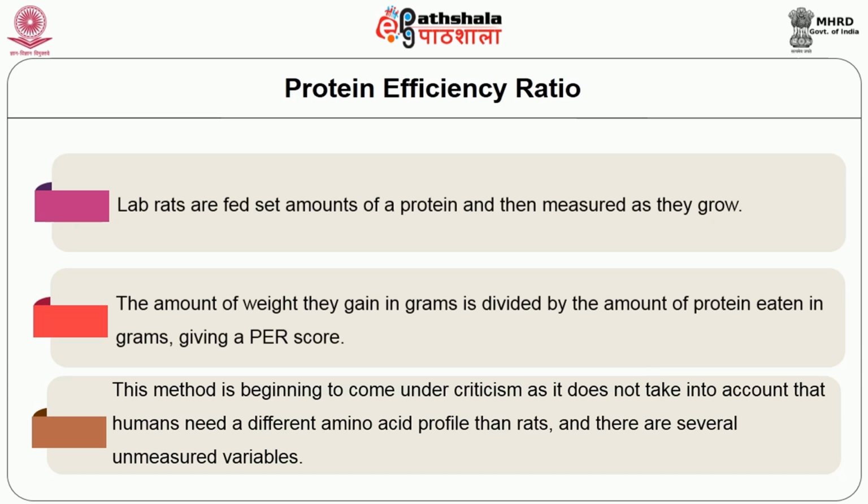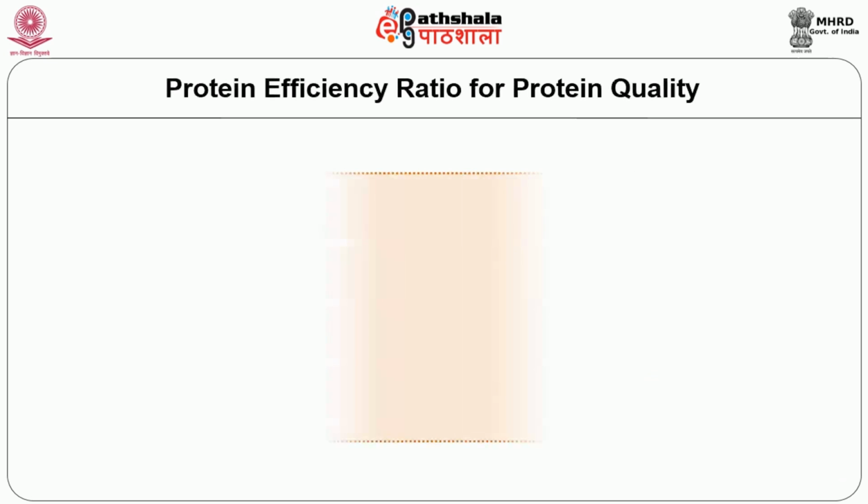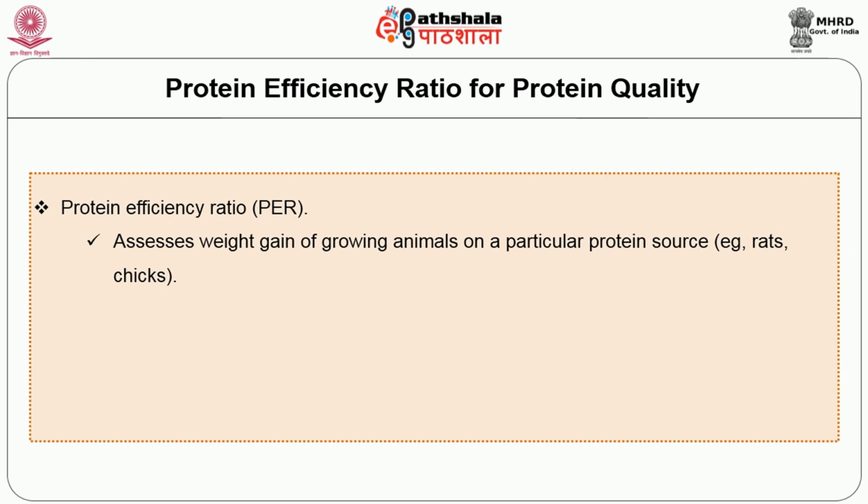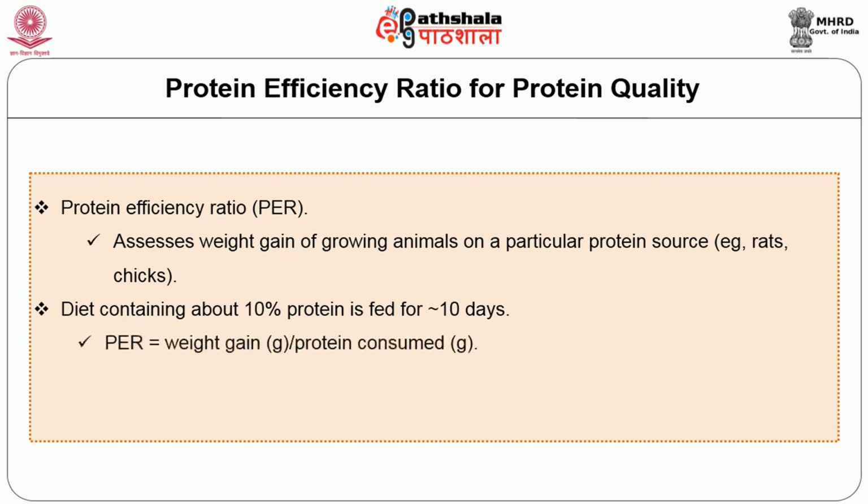So, though it was initially shown to be an excellent tool for conducting protein quality evaluation in various foods, protein efficiency ratios have been utilized. Protein efficiency ratio assesses weight gain of growing animals on a particular protein source. For example, we can use rats or chicks for growth assays. A diet containing about 10% protein is fed for 10 days normally, and the protein efficiency ratio, that is weight gain in grams divided by protein consumed in grams, gives you the ratio of protein efficiency.